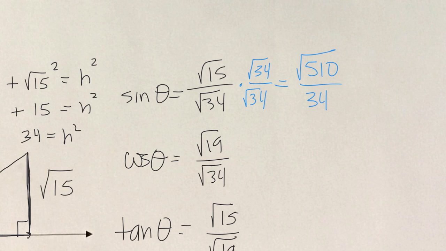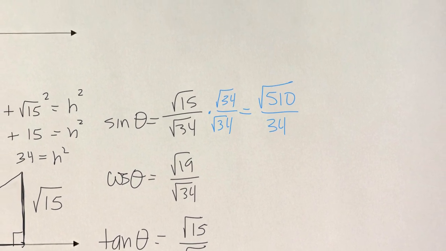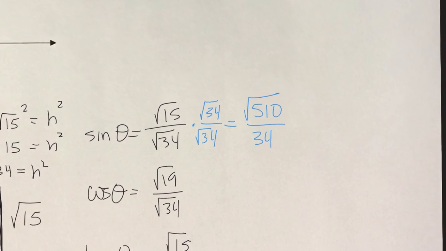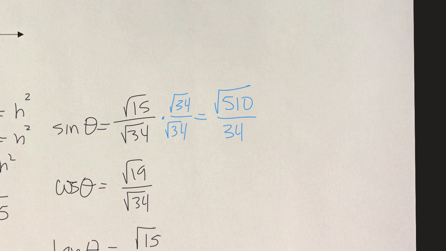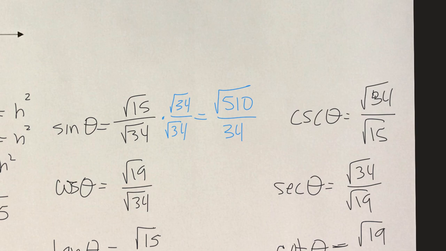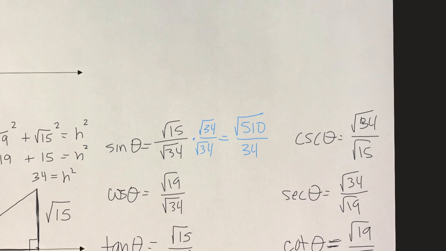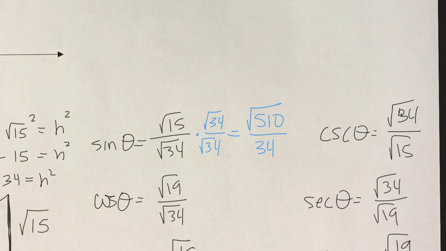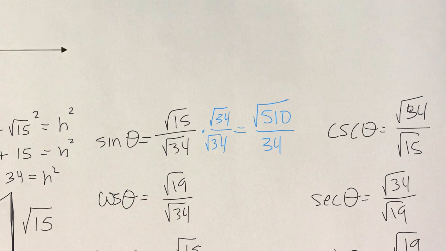Yep, so that's pretty much it. Root 510 over 34. Okay, so if you want to be crazy and it asks you to reduce, I'd just be able to do it for a multiple choice question on a test. So those are all your ratios. Right, so we have 6 of them: sine, cosine, tangent, and then the reciprocals, cosecant, secant, and cotangent. Okay, so commit those ratios to memory. We will use them a whole lot this year. Okay, goodbye.